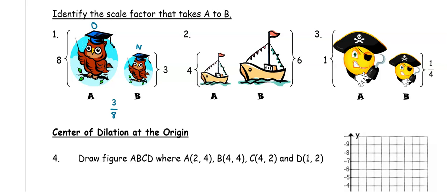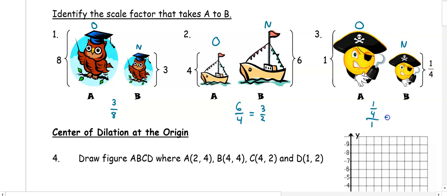In number 2, we have two ships. One has a size of 4, one has a size of 6. So remember that our size of 4 is our old, our size of 6 is our new. So we have 6 over 4, and that reduces to 3 over 2. In our last one, we have the pirate smiley faces. So we have one that's a size of 1, one that's a size of a fourth. The old is 1, the new is 1/4. So we have 1/4 divided by 1, which is just 1/4.